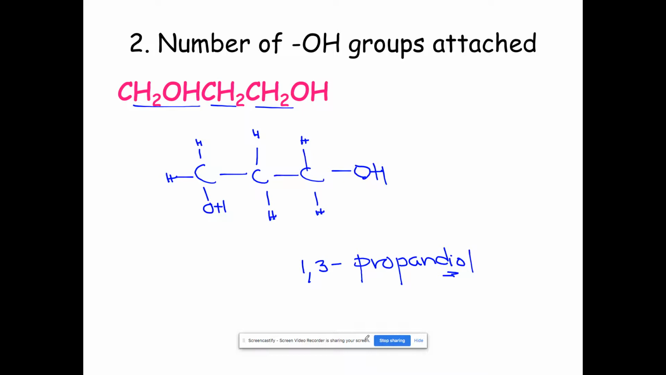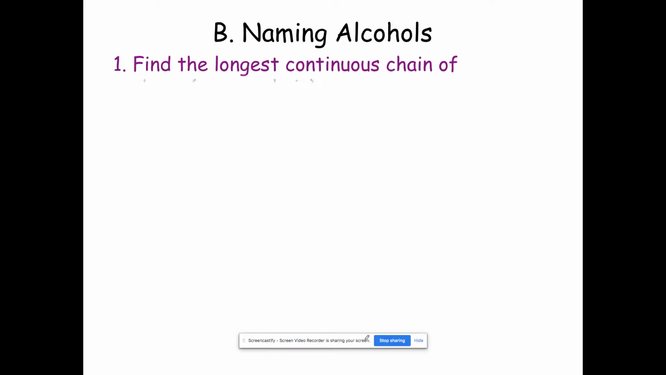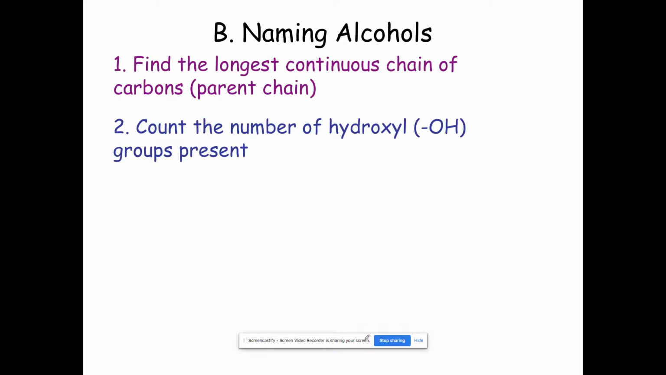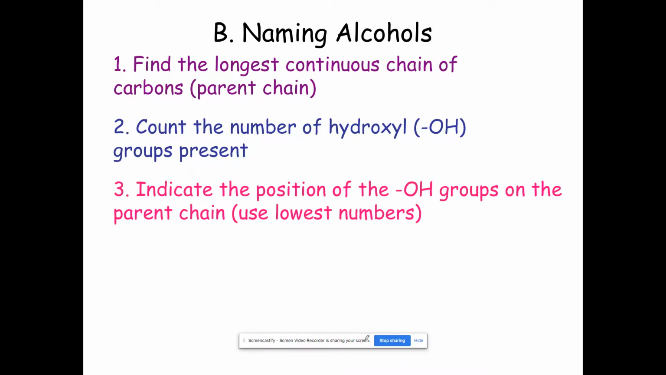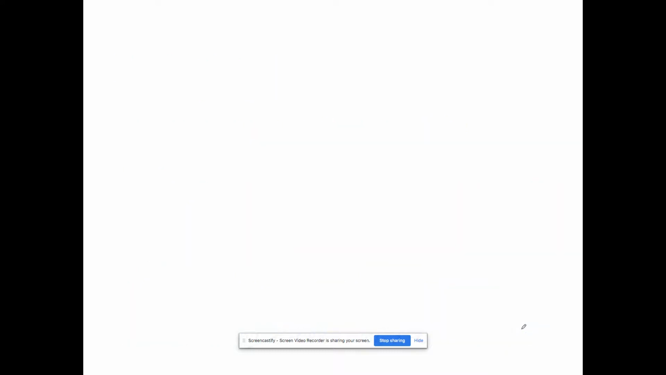All right, so we've kind of talked through some of these. To name an alcohol, what did we do every single time? You find your longest continuous parent chain. Count your number of alcohols. Indicate the location of the alcohols. Use the lowest number. It becomes OL ending. Oh my gosh, you can't see this. If there's more than 1 OH, it becomes a diol, a triol, etc. It's in your notes. Well, it's in the PowerPoint slide notes.